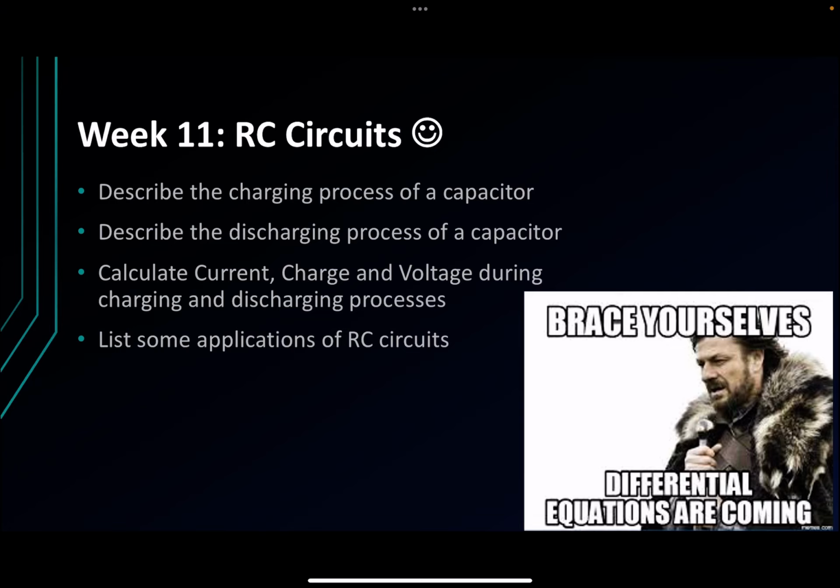So good and bad news. Good news is we're going to see how differential equations can be applied. However, we're not actually going to need to use them on a regular basis. What happens is we use these differential equations. We're going to integrate a differential equation in order to derive our charging and discharging equations. However, once we know those equations, we don't have to keep using integrals to find these. But it's a really cool practical application of some of that higher level math that you are learning in your calculus classes.